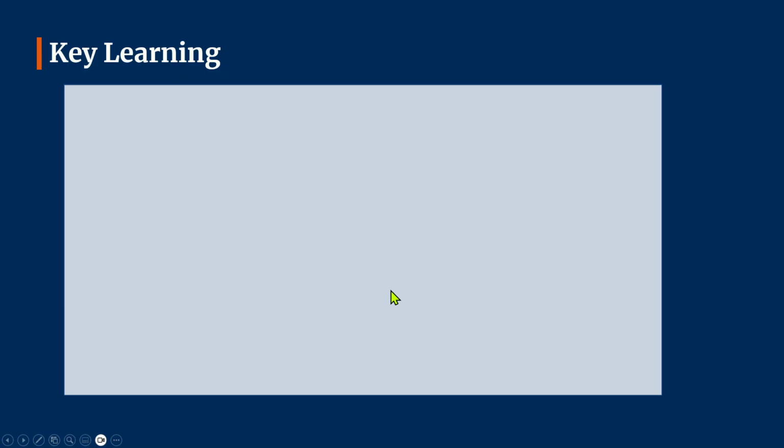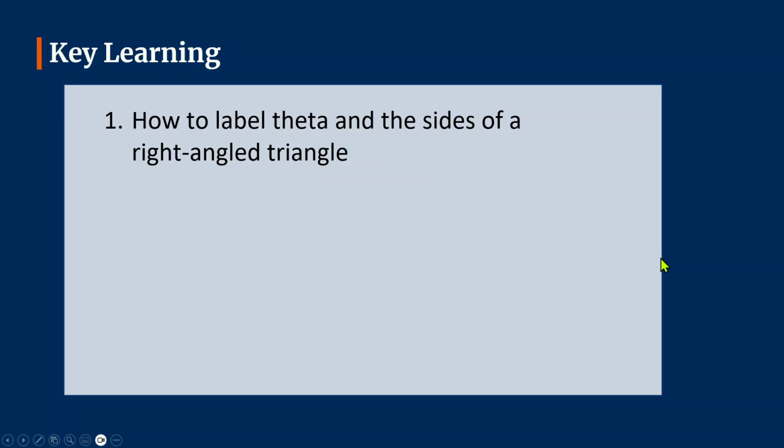Hope you got that. So here's the key learning in this video. We learned how to label theta and then how to label the sides based on theta: opposite, adjacent, hypotenuse. We learned that the trig ratios can be remembered using this weird word SOHCAHTOA, because sine is opposite over hypotenuse, cosine is adjacent over hypotenuse, and tan is opposite over adjacent.